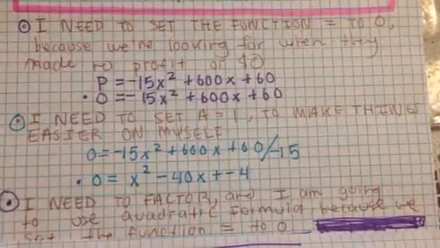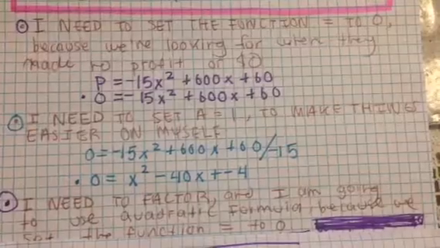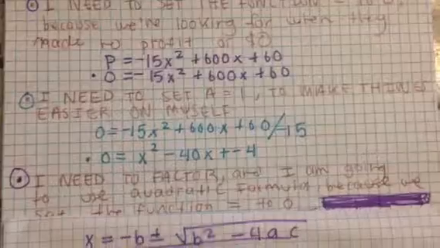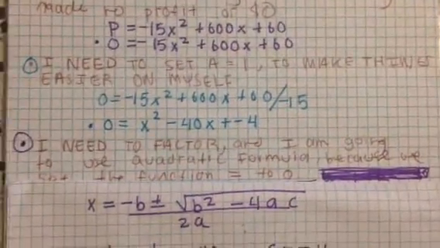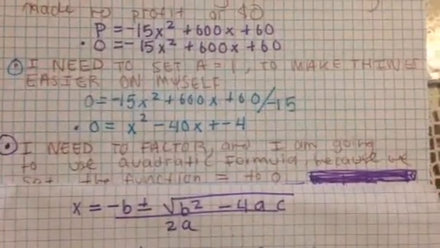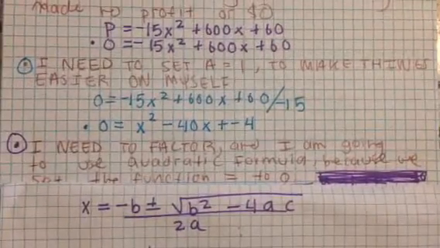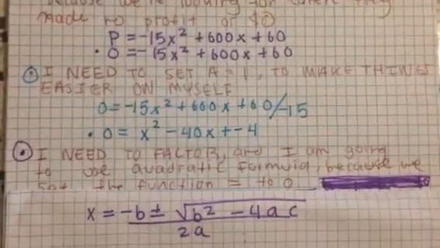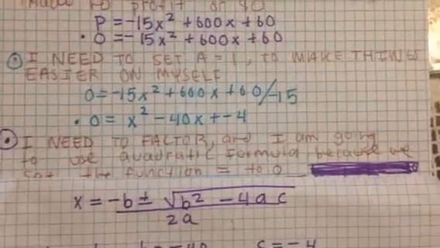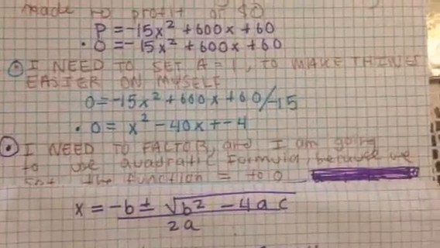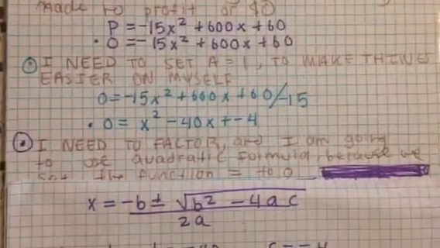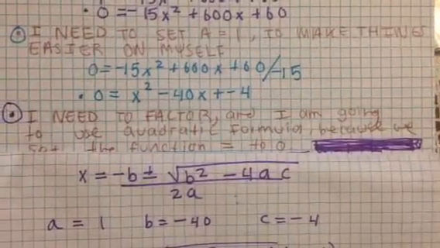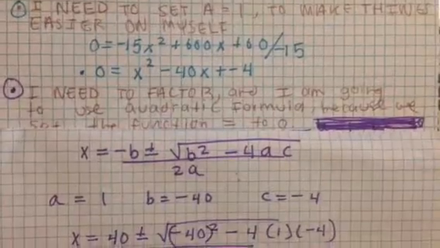And in order to set a equal to 1, I divided by negative 15, eventually getting 0 equals x squared minus 40x plus negative 4. And I need to factor is what came up next. In order to do this, I'm going to use the quadratic formula because we set the function equal to 0. So the quadratic formula is, again, x equals negative b plus or minus square root of b squared minus 4ac over 2a. And for this equation, I know that a is equal to 1, b is equal to negative 40, and c is equal to negative 4.